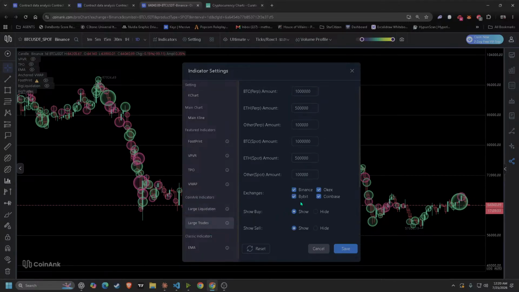Oh, this is what we're looking at right here. So the liquidations of 50K, big trades of $1 million. Crazy. Binance, Bybit, these are all the big ones. So it basically aggregates.